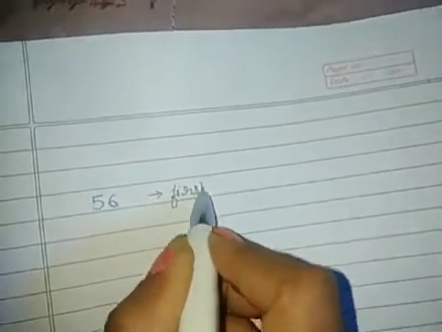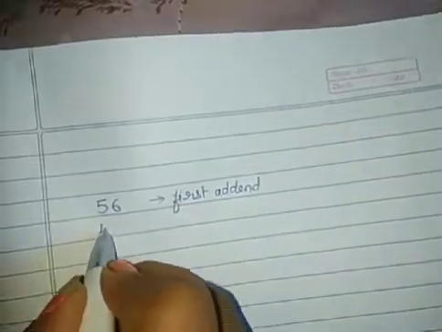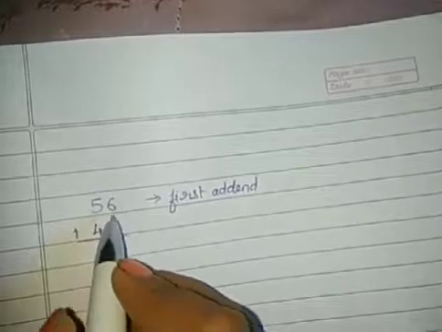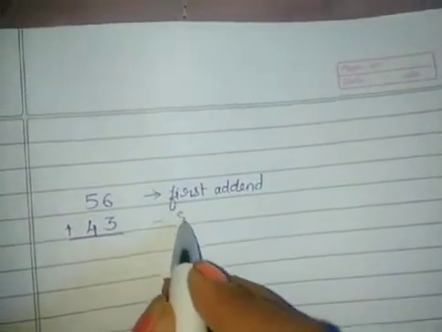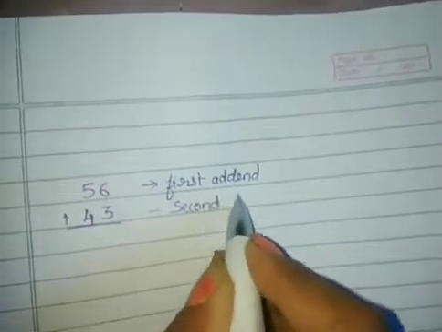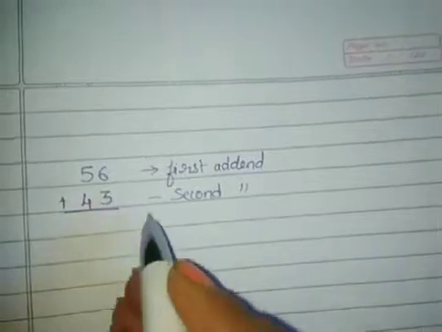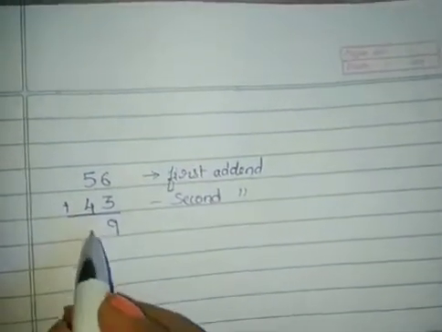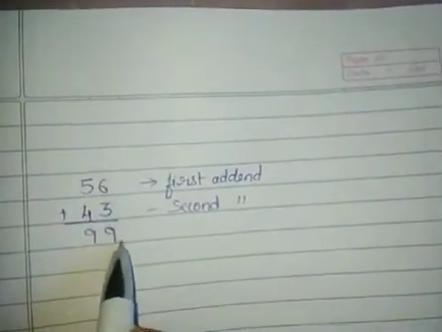Okay. See for example, here I'll take the first addend as 56 and 43 as the second addend. Now add these numbers. 6 plus 3 is 9 and 5 plus 4 is also 9. Yes, I got the answer as 99.